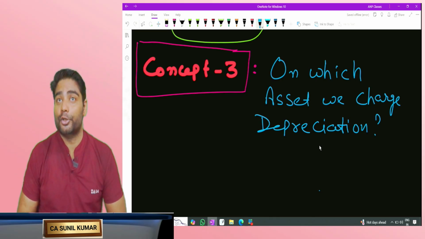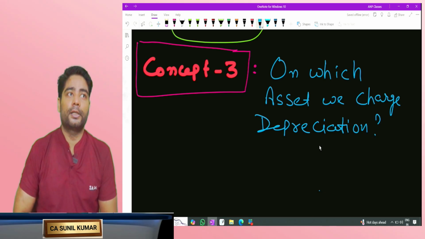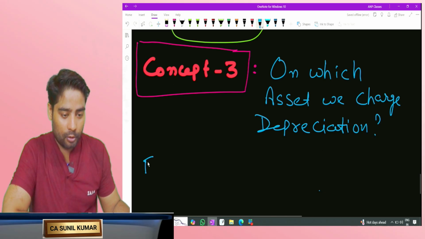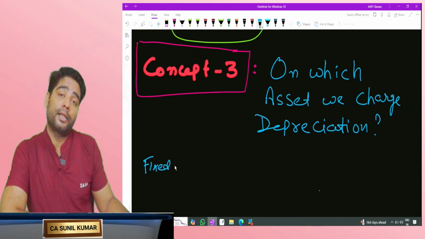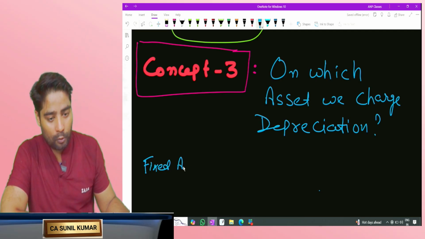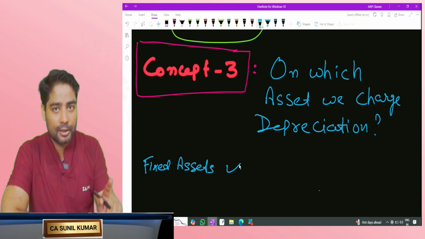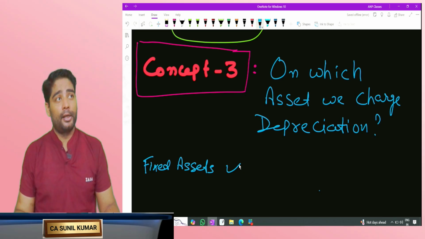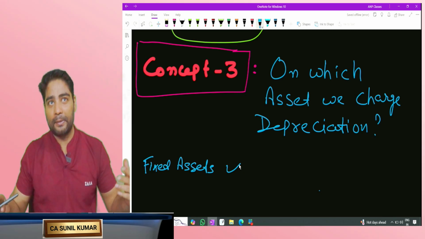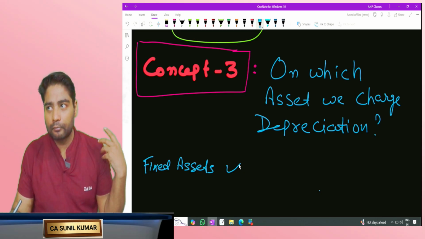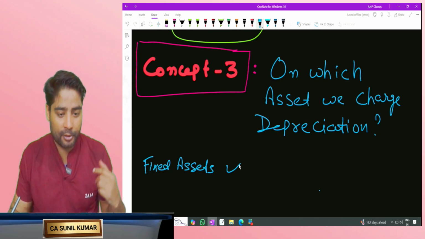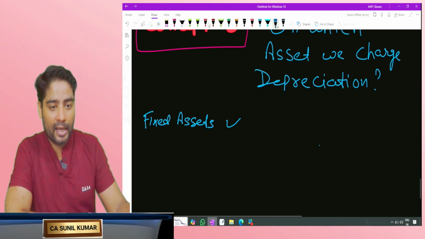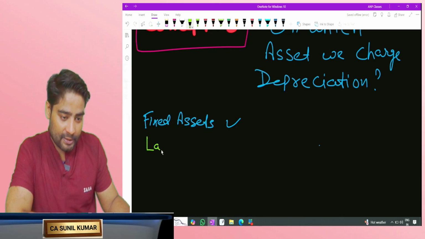Sir, we studied in 11th class. Our teacher said that you will charge depreciation on fixed assets. Don't write it down. Our teacher said that we should charge depreciation on fixed assets. Is this correct or not? Sir, it is correct. Our teacher said that we should charge depreciation on fixed assets like machinery, like building, like any other furniture.